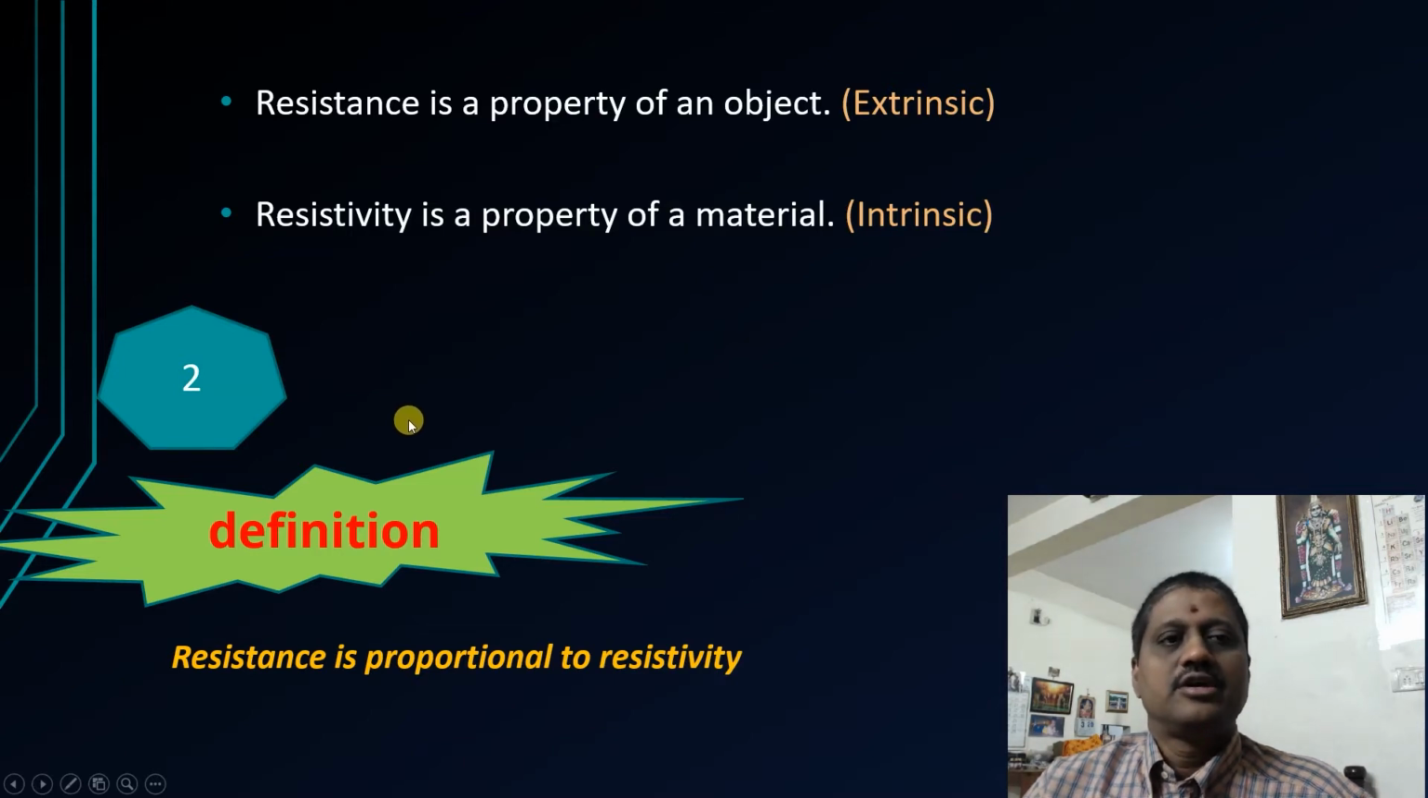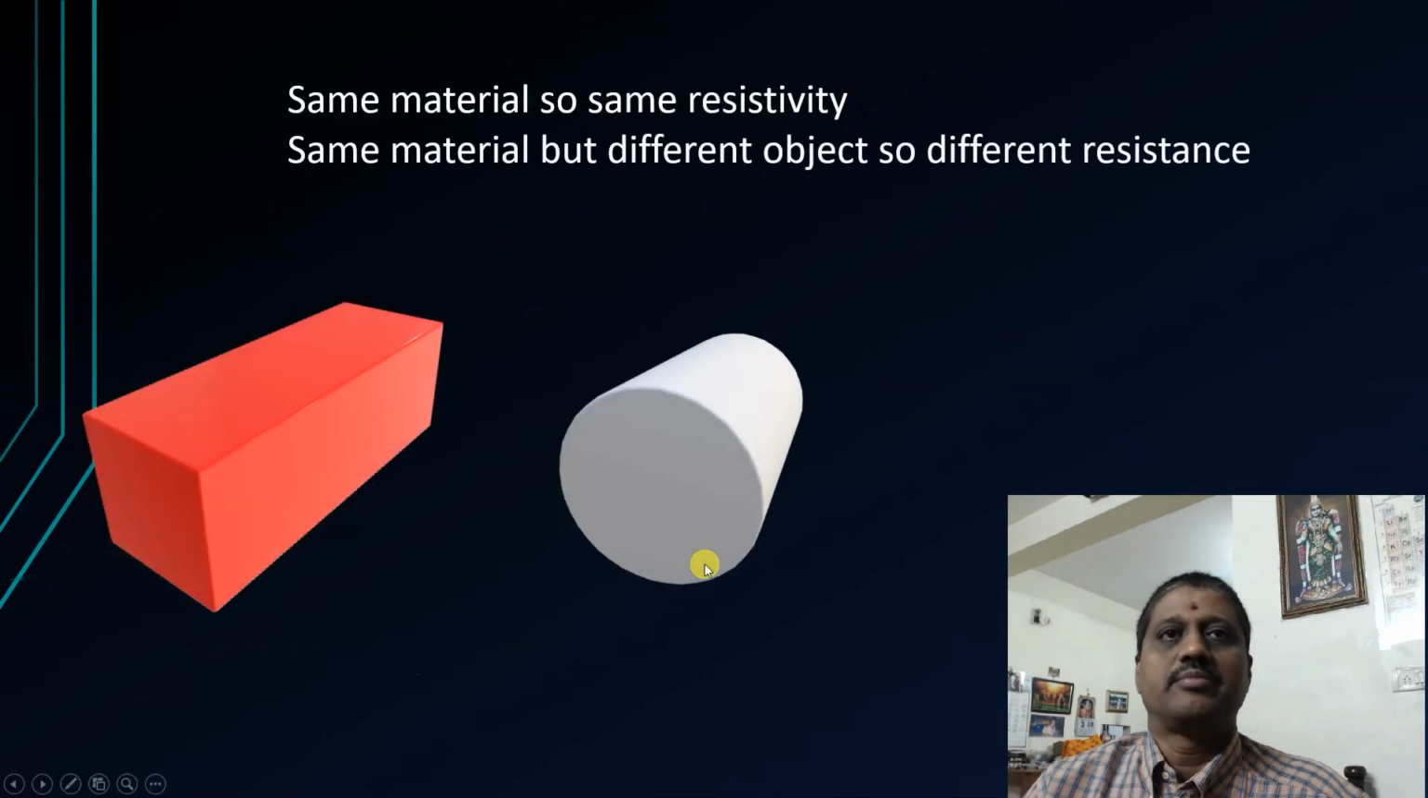Second, definition. Resistance we are defining as rho into length divided by area. So, resistivity is one parameter that defines the resistance. Resistivity is one of the factors that determines the resistance. So, this is different. Resistance is defined by resistivity also, that is a subsequent dependence.